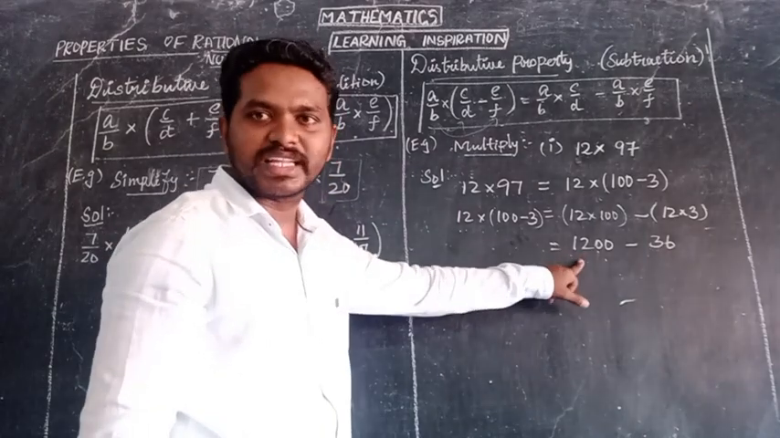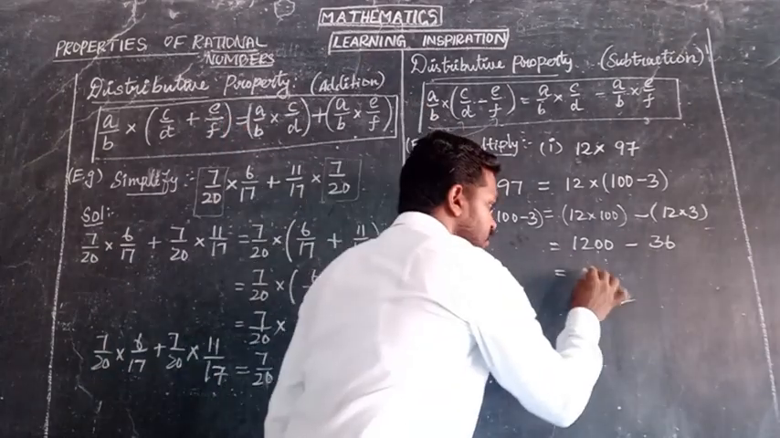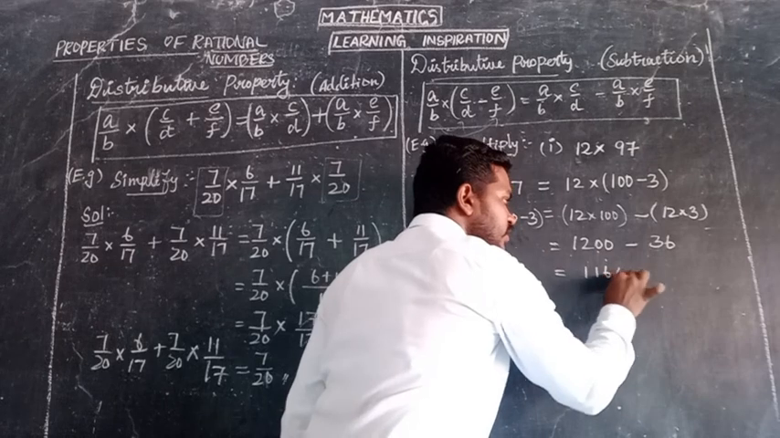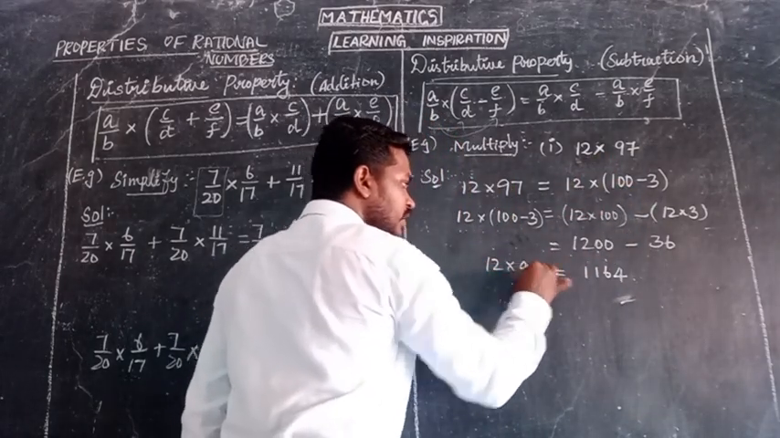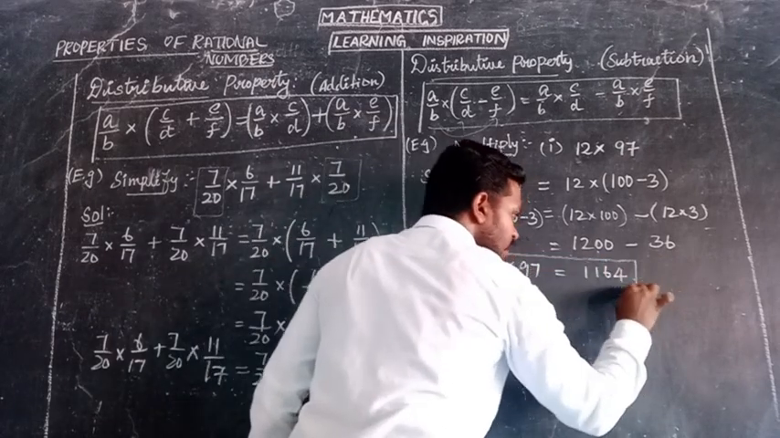The remaining term is 1200 minus 36, which is 1164. So therefore our answer: 12 into 97 is equal to 1164.